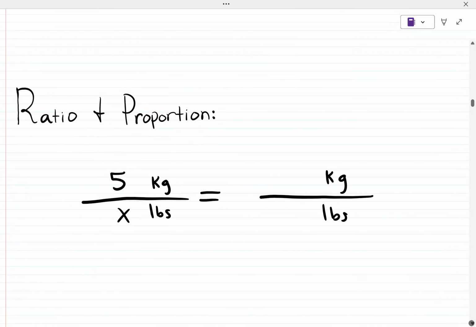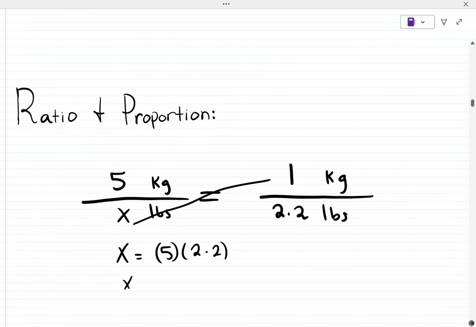And what is the relationship between kilograms and pounds? We know that based on the chart, 1 kilogram is exactly 2.2 pounds. Okay, go ahead and cross multiply. So that's 1 times x is x, and then it's 5 times 2.2. As you can see, you get 11 pounds, LBS.